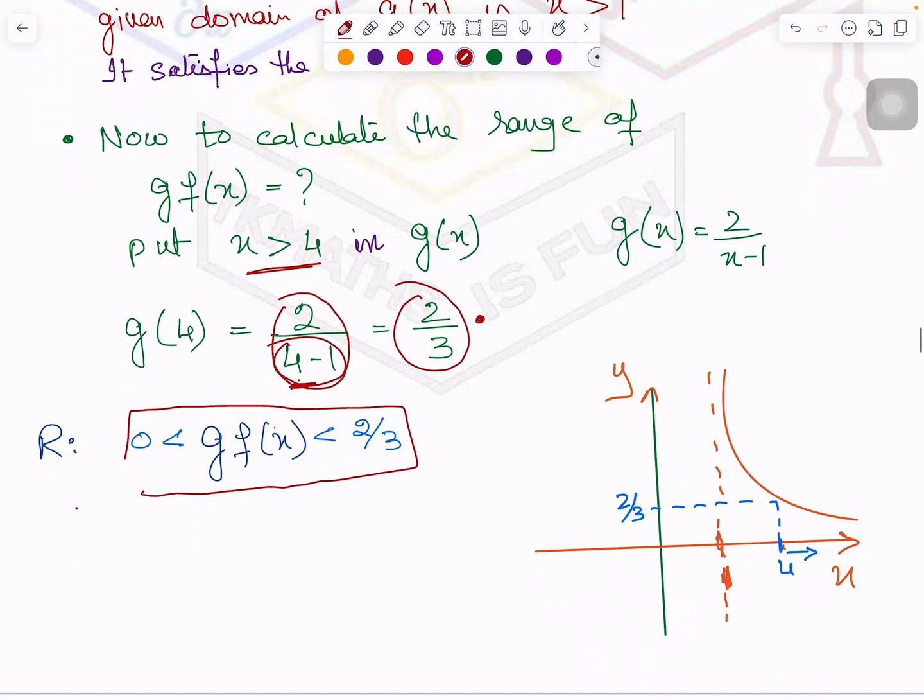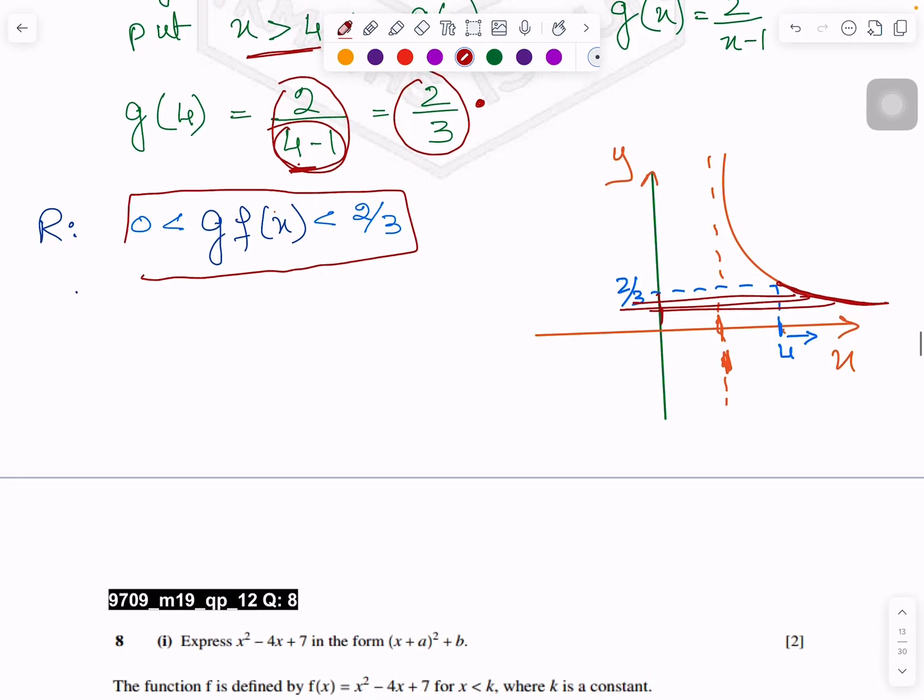With the help of the graph also I have tried to explain to you. This is the part of the curve you will get as x increases. So all the values of y will be in between this. So I hope you understood this question.